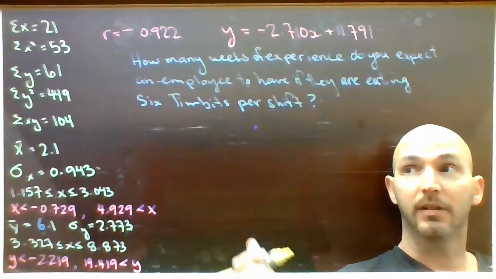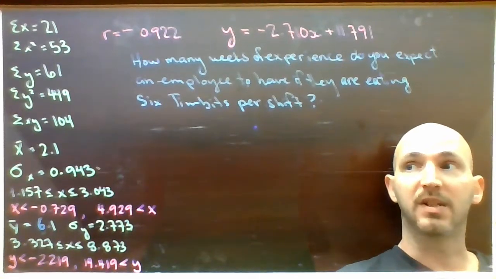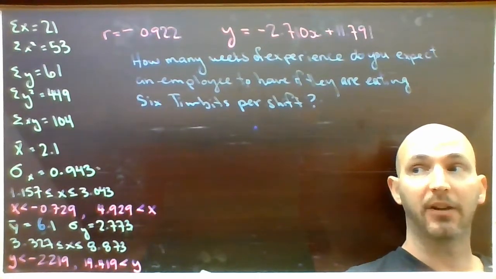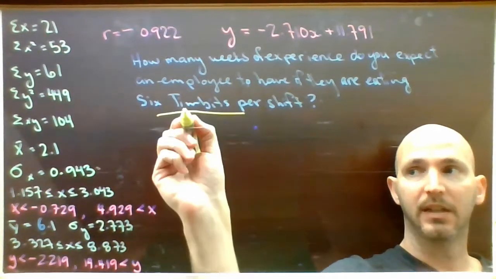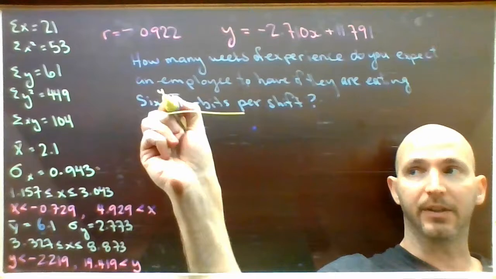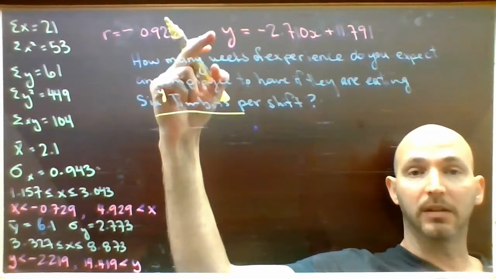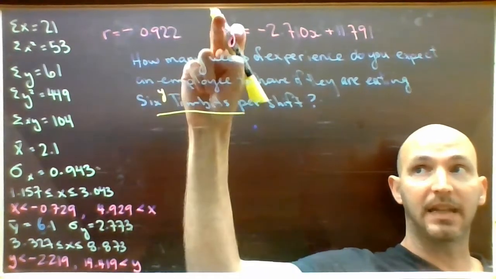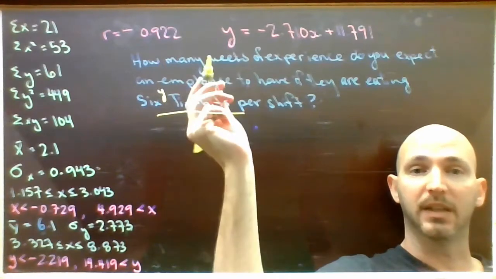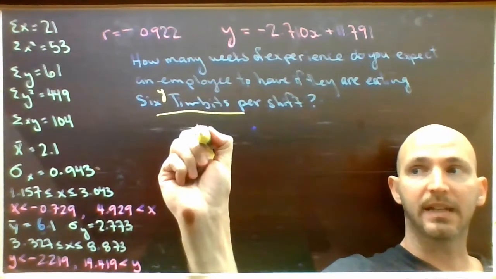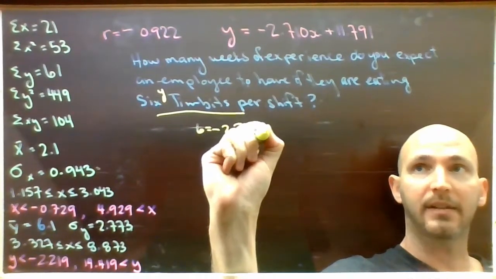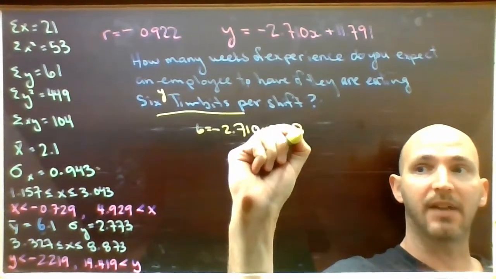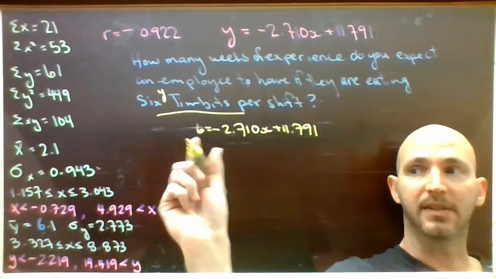So, a new question. How many weeks of experience do you expect an employee to have if they are eating 6 Timbits per shift? Timbits were the y value. So I'm going to take my model and park my 6 Timbits in for the y and then solve for the x with a little algebra. So 6 is negative 2.710x plus 11.791. Subtract this from both sides.